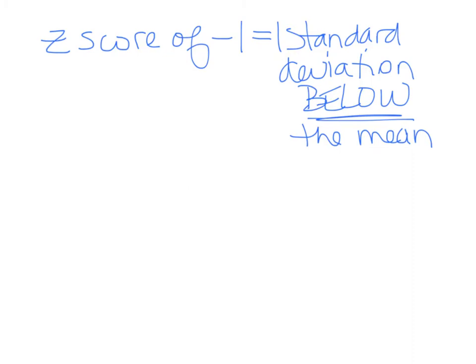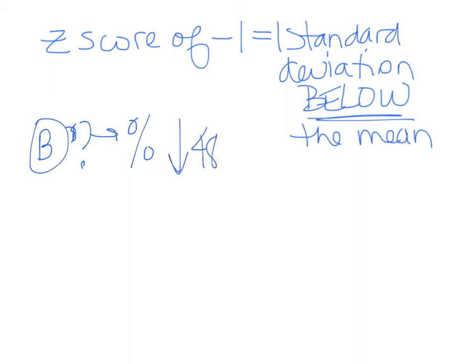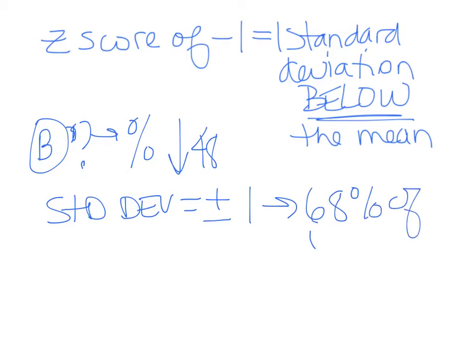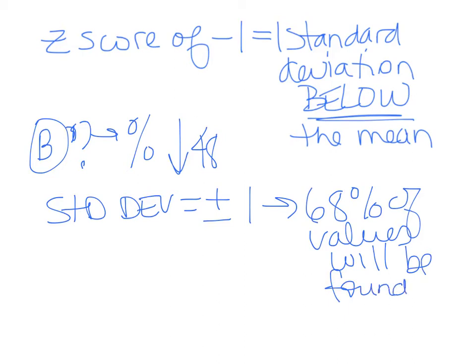So now we're going to answer part B, which is: what percent of measurements would be below that 48 a day? What we're going to do is now look at our empirical rule. Because the standard deviation is 1, well, negative 1 really, which is below, it's still 1, because our standard deviation does include that plus or minus value. So that one standard deviation, whether it's above or below, indicates to us that 68% of values will be found within one standard deviation.